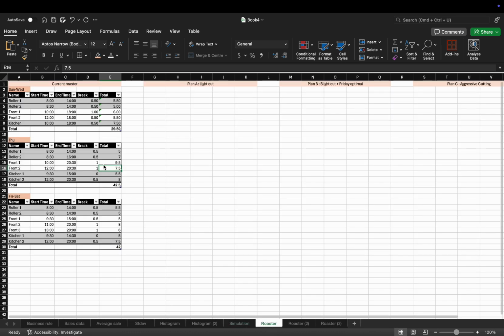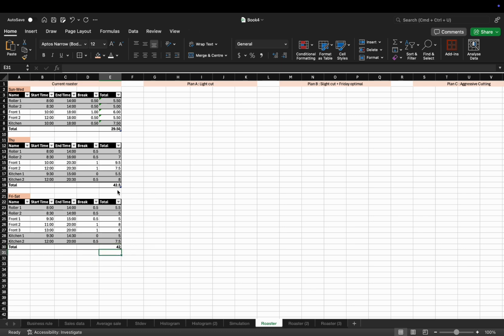As the business rule we mentioned before, we have 2 rollers, 2 fronts, and 1 kitchen. From Sunday to Wednesday, we close at 6, and the total hours that we have to pay is 29.5. Now let's move to Thursday. We have 2 rollers, 2 fronts, 2 kitchens, and we close at 8:30. The total hours we have to pay for them is 42.5. And Friday, Saturday, we close at 8. We have 3 fronts instead of 2, and the total hours is 42.